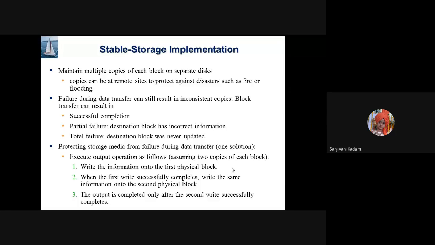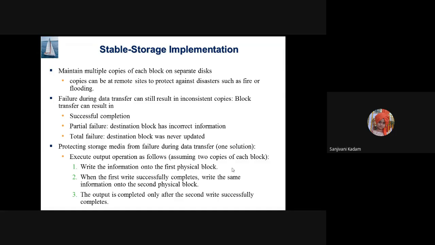Second one, partial failure. Partial failure means that the first copy is having 1 KB of data, and the second copy is also having 1 KB of data. But whatever data we are checking, that is not the same. It means here I'm having balance 1000 and here I'm having 900. So incorrect data can be there in the second copy. That was the result of a partial failure.